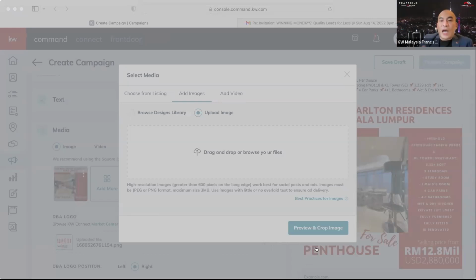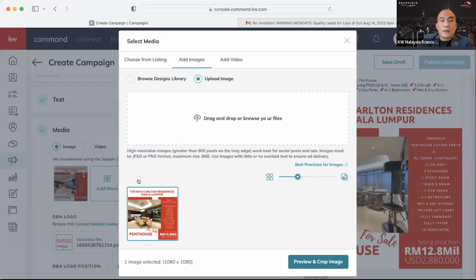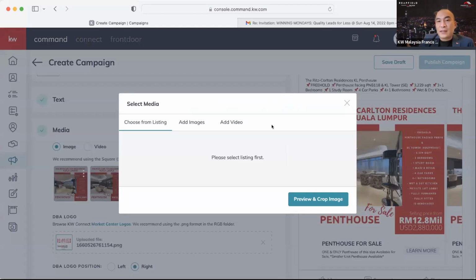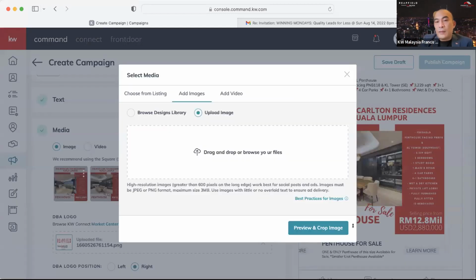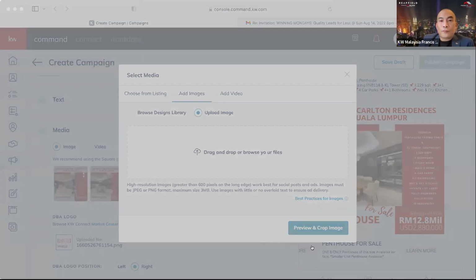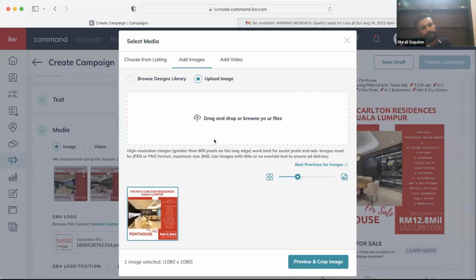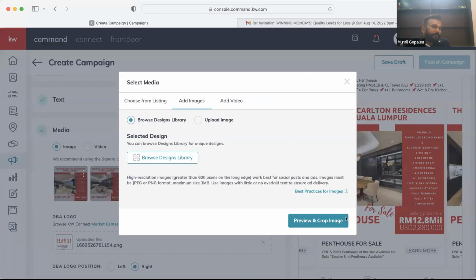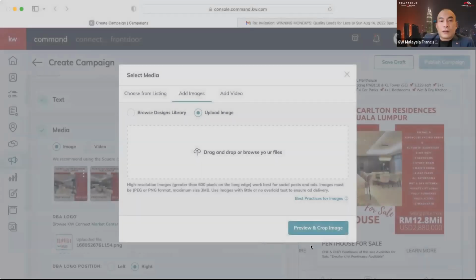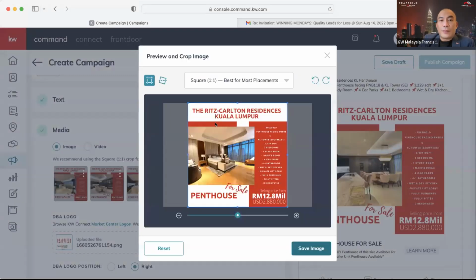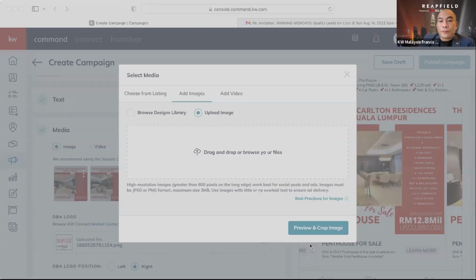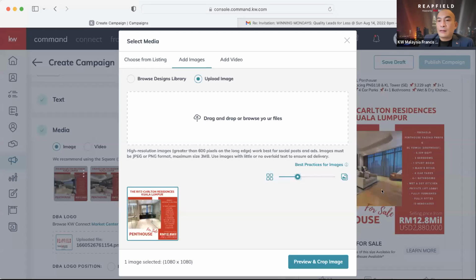For someone who can't design or doesn't know how to use Canva, we actually have a feature to help you design a poster as well. It's as simple as just changing text and pictures. So you can go up to 5 pictures. I'll maximize it. So voila, this is how it looks like.